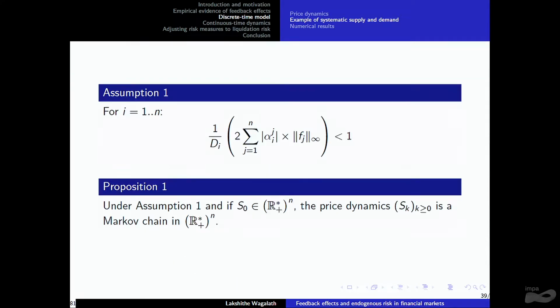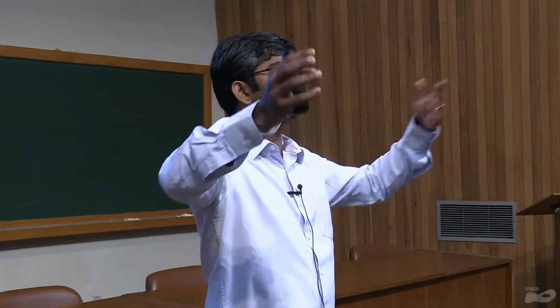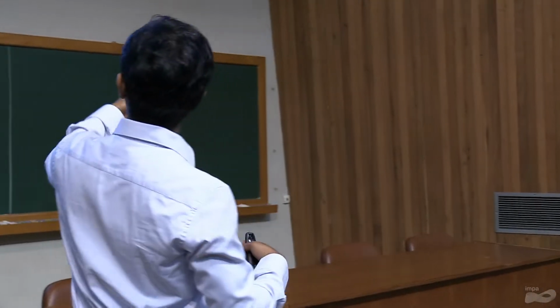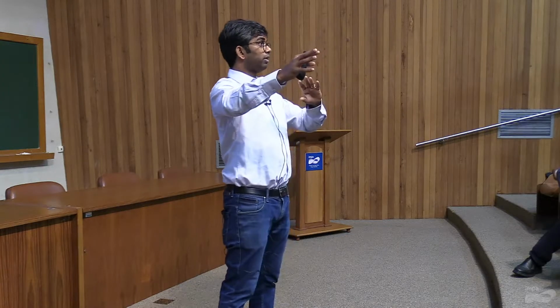So what does it give us? We simulate that. This is a very simple market: you have two independent assets. They behave as, let's say, Black-Scholes, one with a volatility of 20%, the other with a volatility of 30%. And you look at the fund, which has a certain fund value, the sum of its positions in these assets. If the fund value loses more than 5%, the fund will deleverage a little bit. But by deleveraging, it's going to impact the asset prices.